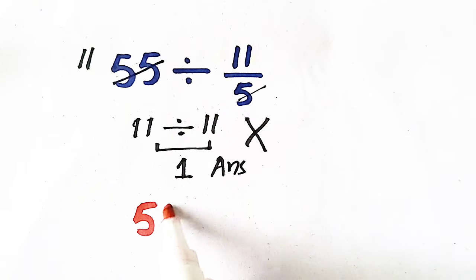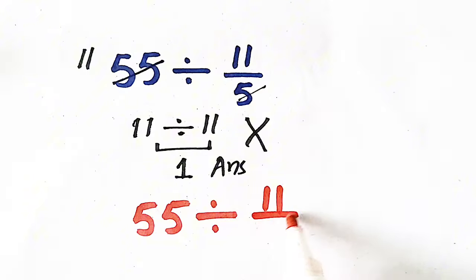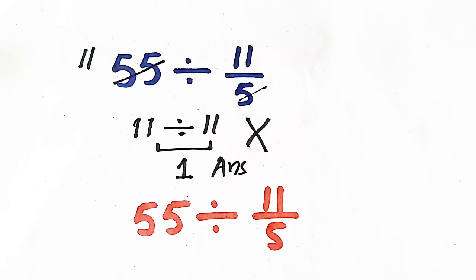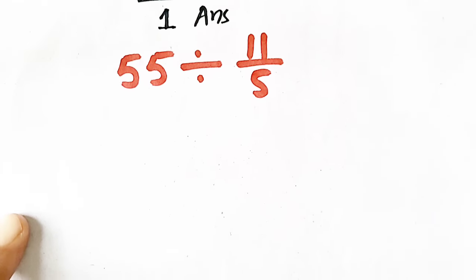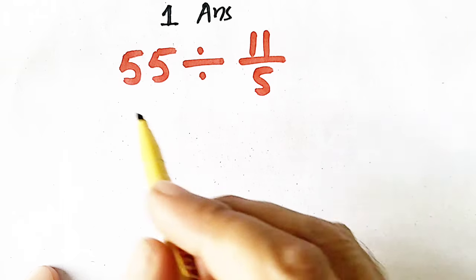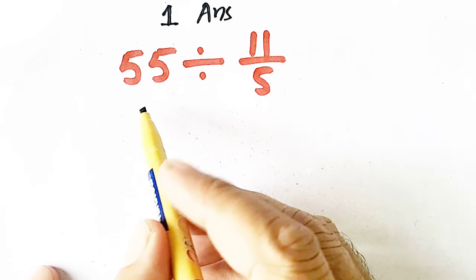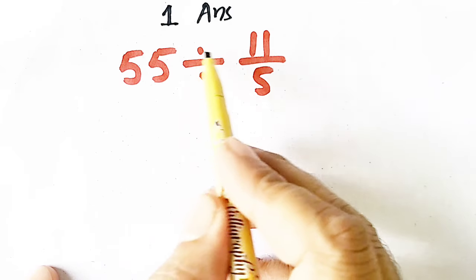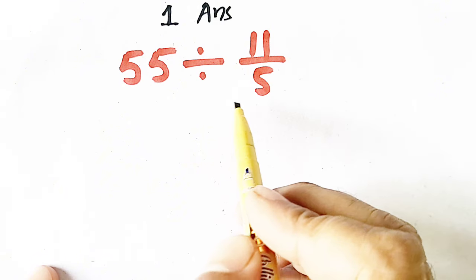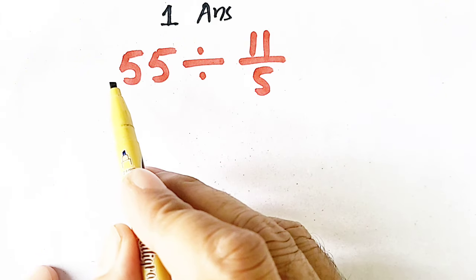I will solve it again. 55 divided by 11 over 5. We can solve it the correct way. So it will be 55. If here would be multiplication, then we can cancel 5 and 55.